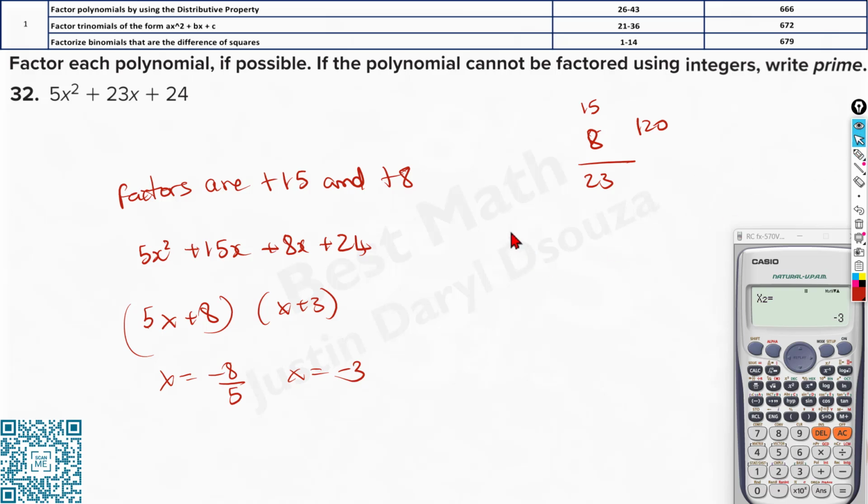So that is the 32nd question. Now over here, it's better to put these arrows also, okay? This one. So this will be the factors.